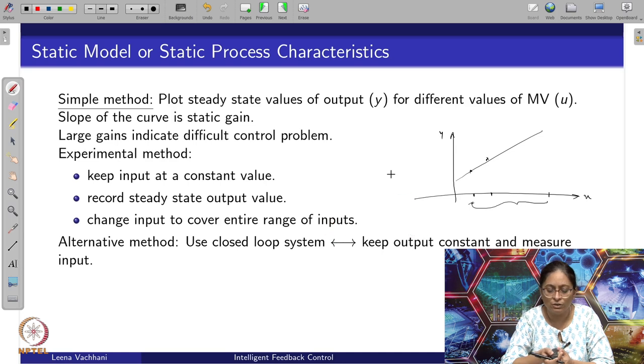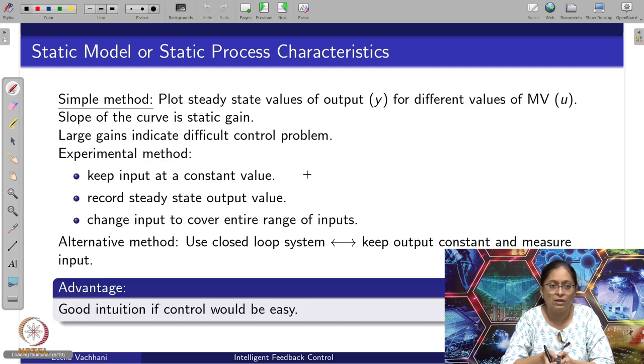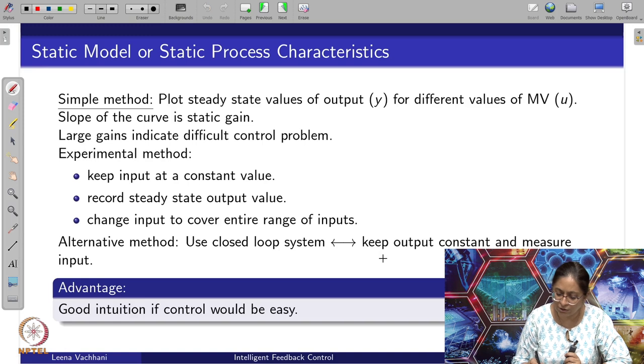So, here we will consider the output as a constant, and correspondingly what the measured input is. Since this is already a closed loop system, the control is already applied, and we already have an intuition that the control is going to be easy. But to understand this more closely, let us see how it comes out.